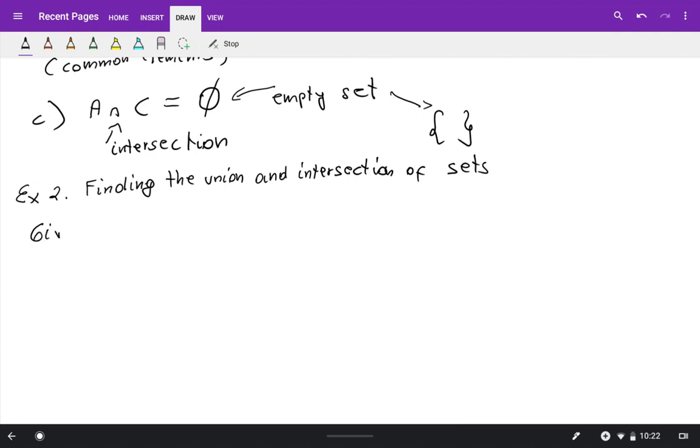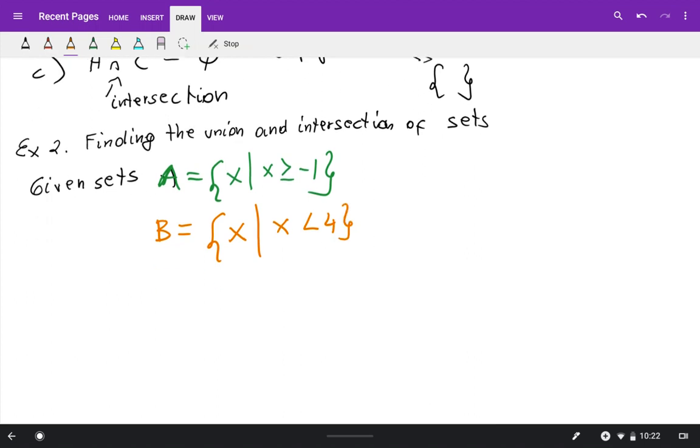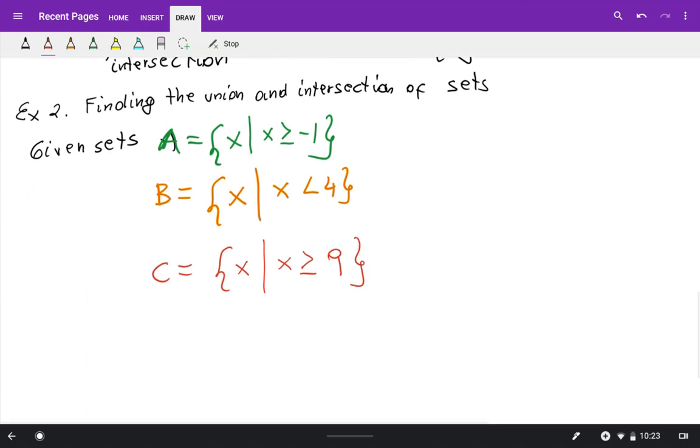So given sets A, maybe let's just mark them in different colors. Set A, and I'm using set builder notation, has all the elements x such that x is greater than or equal to -1. Given set B has all the elements x such that x is less than 4. And also given is set C, which has all the elements x such that x is greater than or equal to 9. So we have three different sets, and we're using set builder notation.